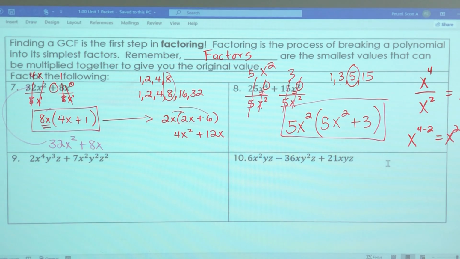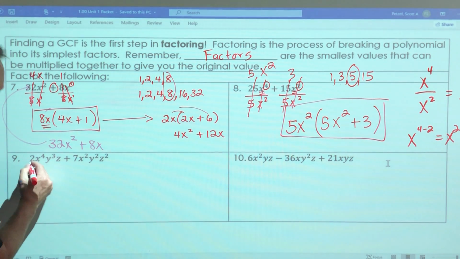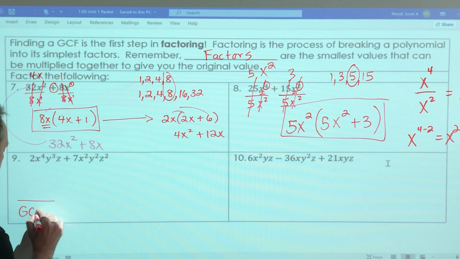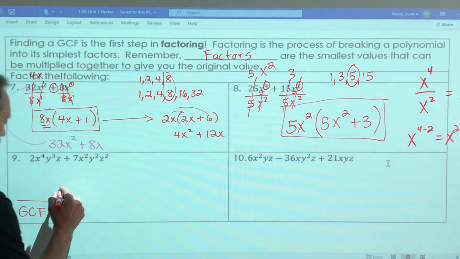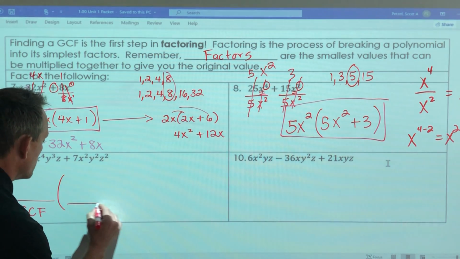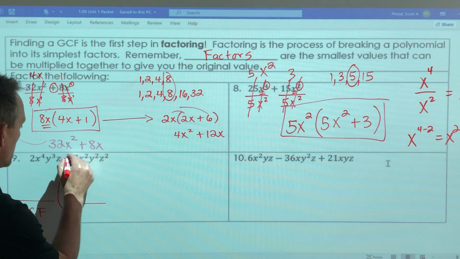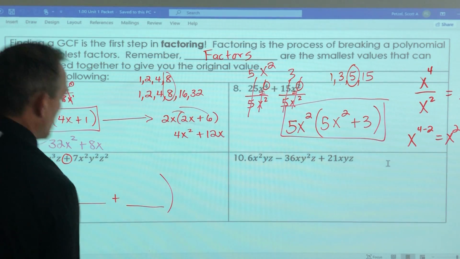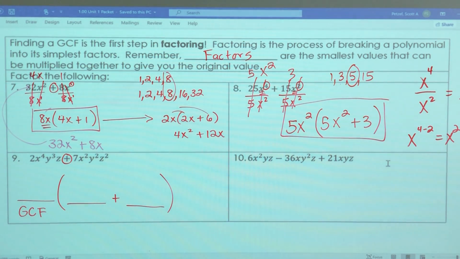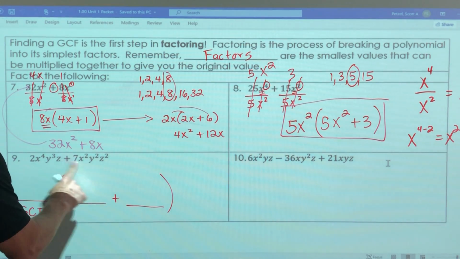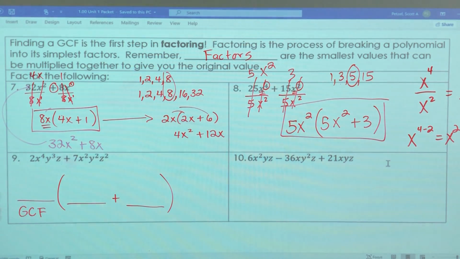So let's do number 9. Number 9 looks confusing, but let's just start. We need to understand that we're going to have a GCF, and we don't know what it is. We put a parentheses, because we're pulling it out. Then we have something, whatever's there, a plus sign, and then something else, and then a parentheses. If you set it up like that, it may make more sense. So we do piece by piece. Let me erase a little bit of this so I have some space.